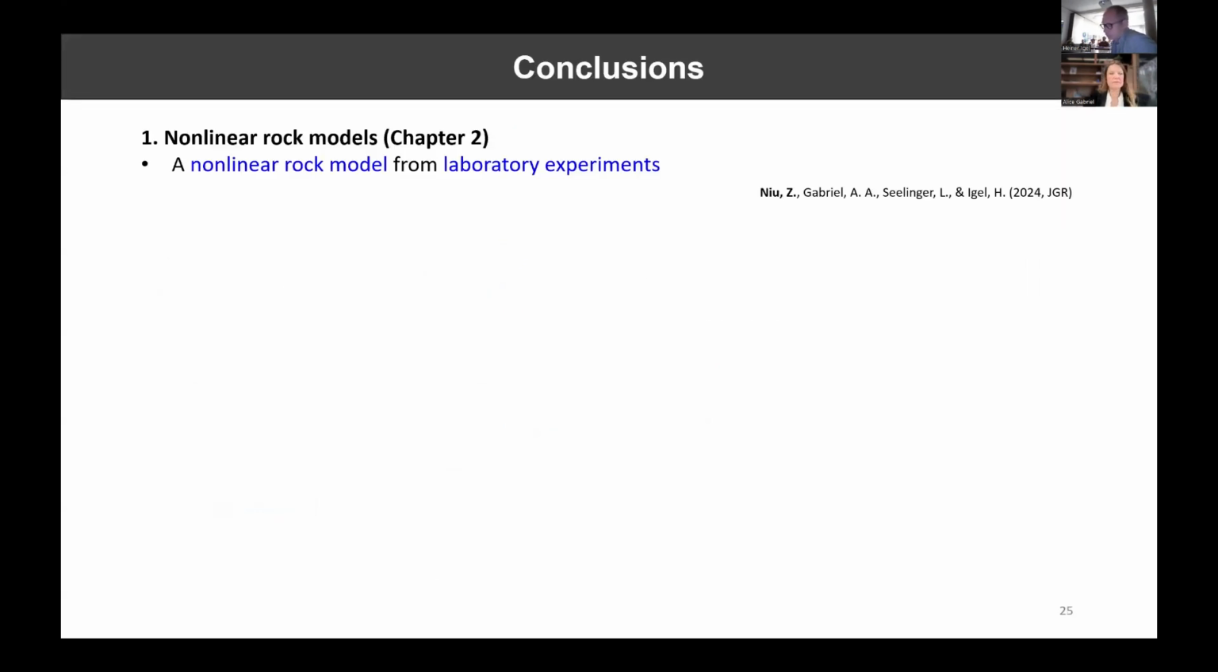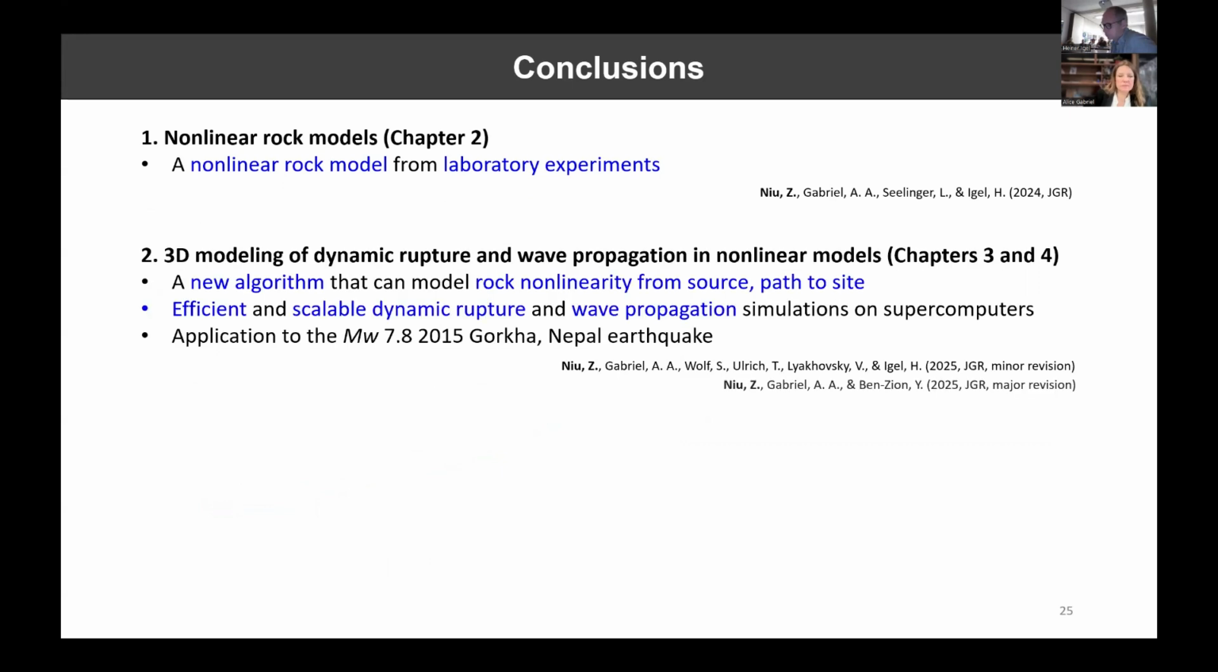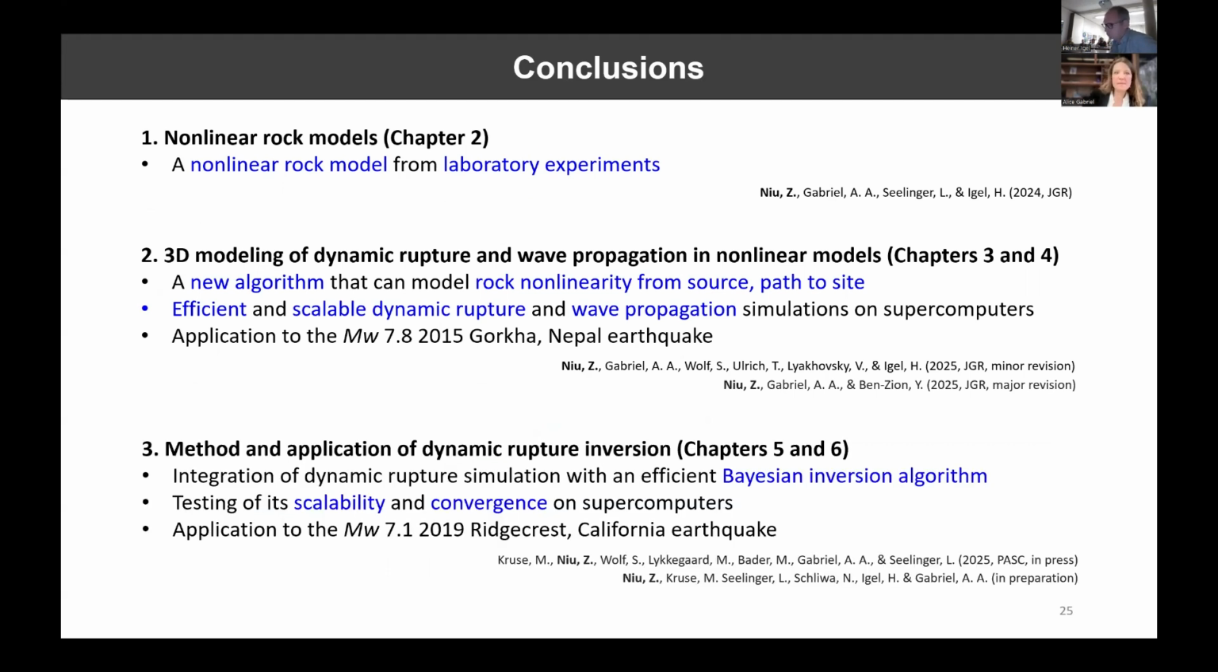The first chapter of my work revolves around nonlinear models and lab data. The second part of my work is about new algorithms for both wave propagation and dynamic simulations, which are the two key elements in earthquake modeling. And in the last component, I integrated efficient Bayesian inversion algorithms with the earthquake simulations to constrain some parameters in its nonlinear processes. And that's it. I'm looking forward to discussions. Thank you.